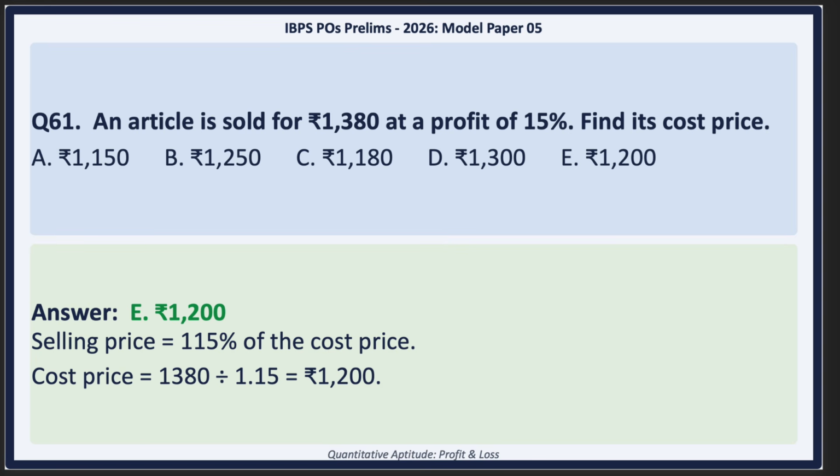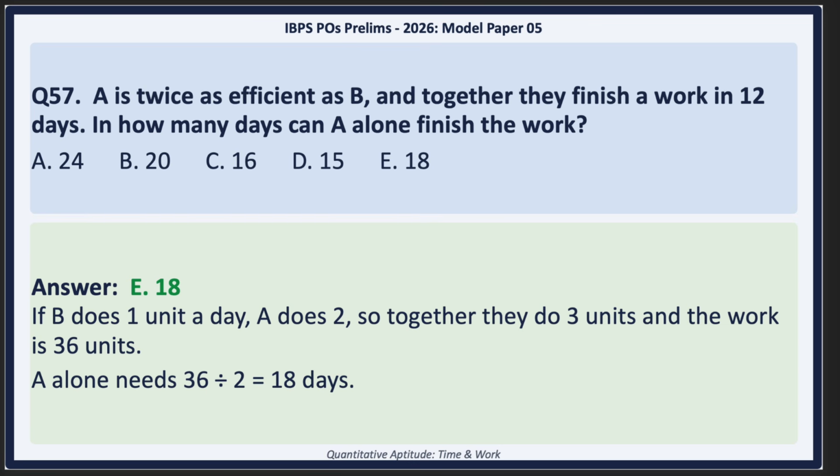Okay, next up are the physical world mysteries: time, work, and distance in questions 57 and 58. For question 57, A is twice as efficient as B, and together they finish a job in 12 days. The framework here is assigning units of work. So if B does 1 unit a day, A does 2. Right. Together they do 3 units a day. In 12 days, they finish 36 units. And if A works alone, doing 2 units a day, 36 divided by 2 means A takes 18 days.